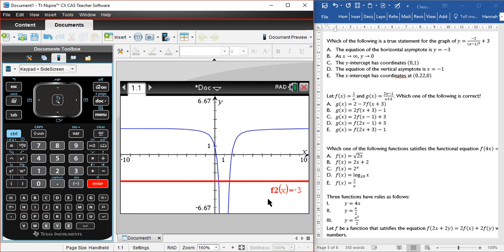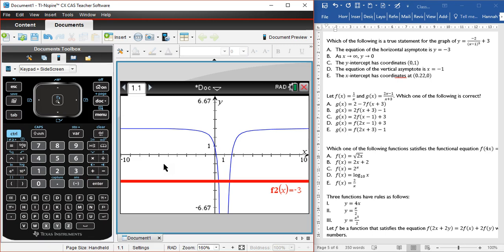It's actually down here, so it's definitely not the asymptote. The asymptote for this function actually occurs at y equals 3. And if you want to check that, you can sketch that line y equals 3. Now, again, I could just tap, but there is another way to do it.